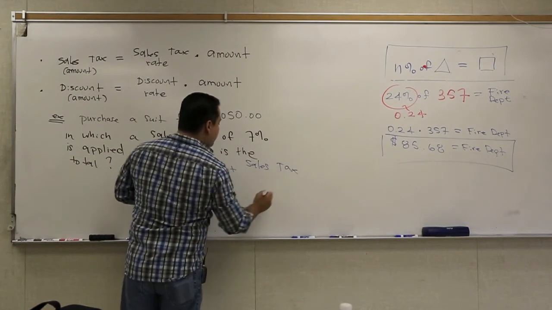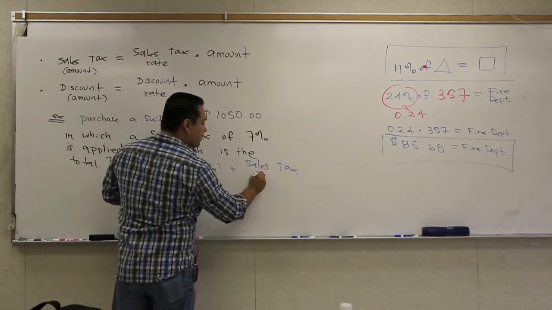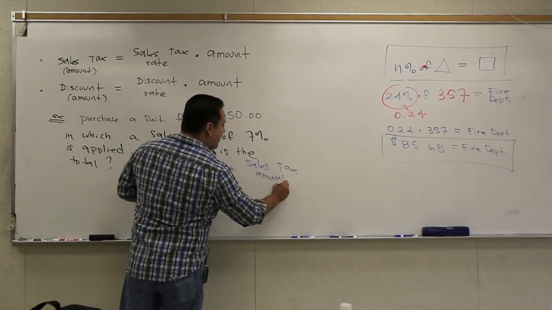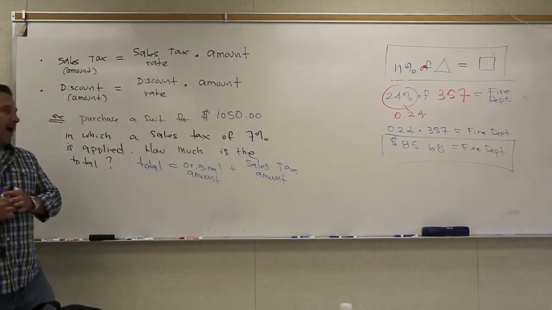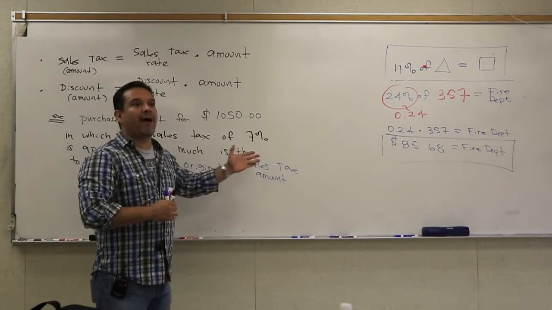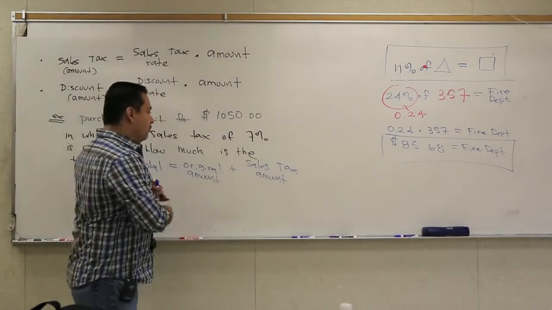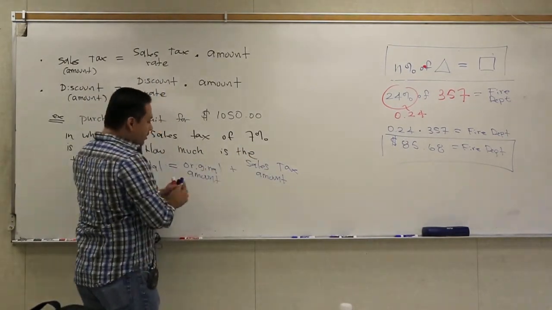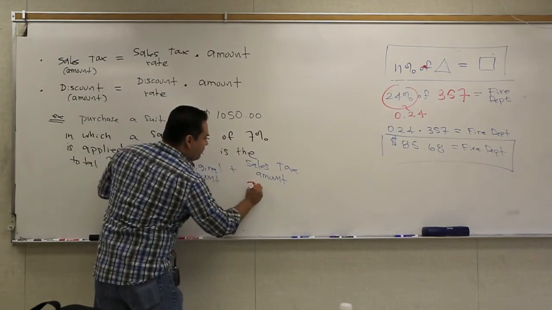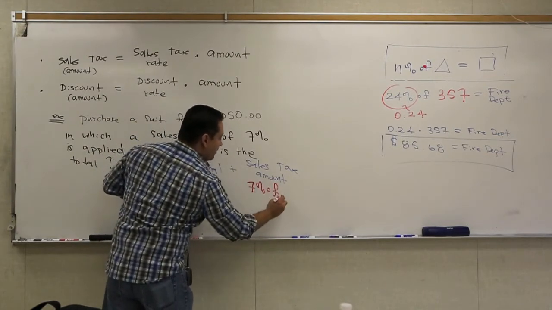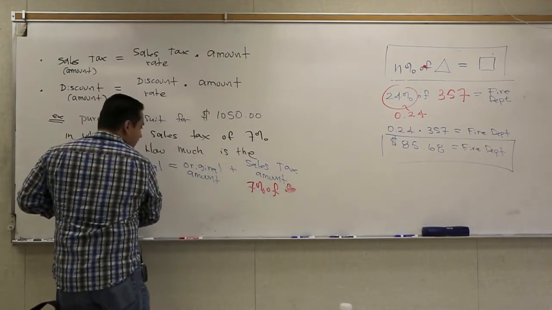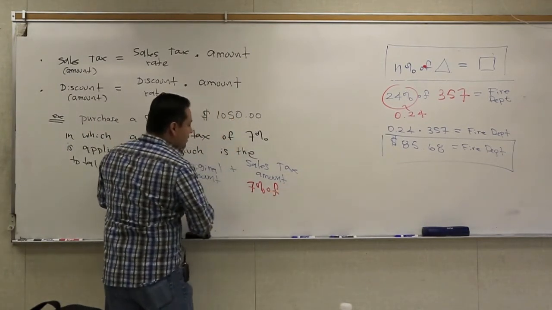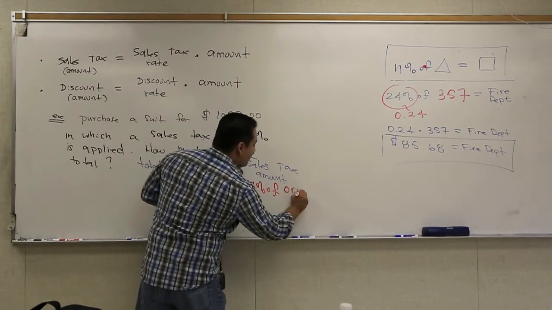And I'm going to call this a sales tax amount. Okay, you okay with that? Why don't I call it a sales tax rate? Because you're not adding the original amount to a rate of 7%. In order to get the sales tax amount, you guys already know it's 7% of what? The original amount. This is 7% of the original amount.